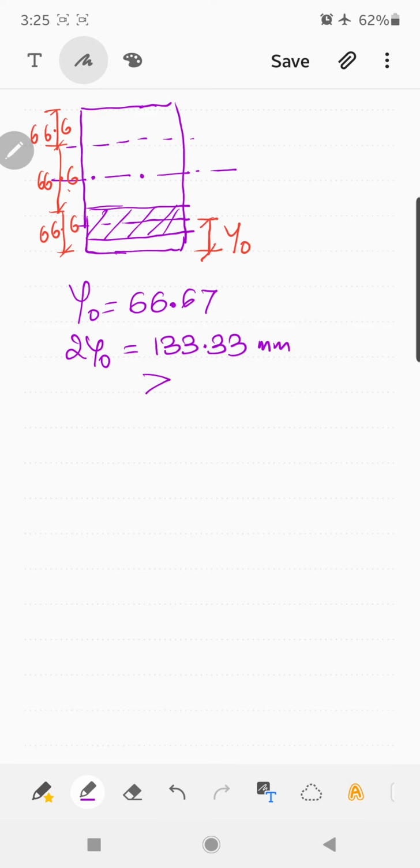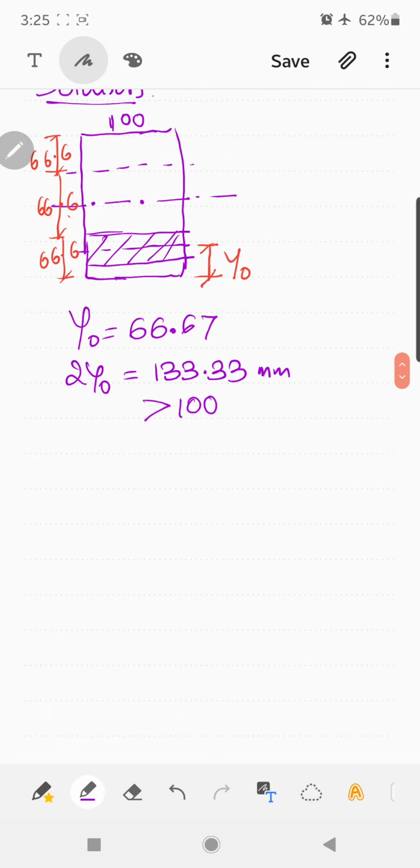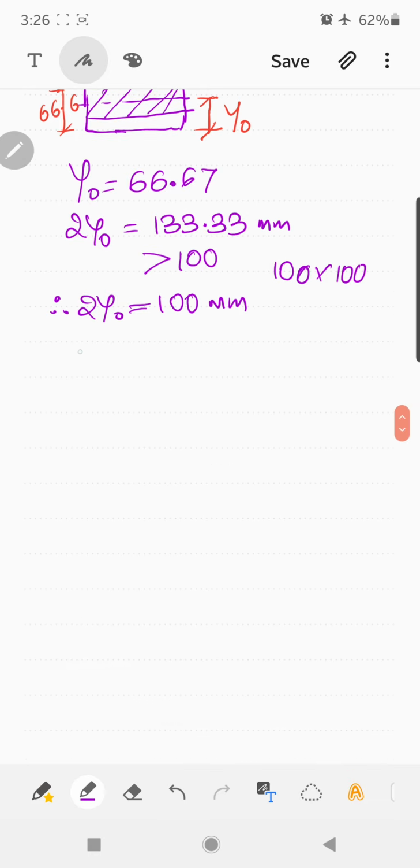Now this is greater than again the width of the section. The width of the section is 100 mm. So this is again greater than 100 mm. Therefore you have to restrict 2 y naught to 100 mm. So the surrounding prism is 100 by 100. So 2 y naught is 100 mm. So 2 yp naught is the depth of the anchor plate, which is 50 mm. P value is given as 100 kilonewton.